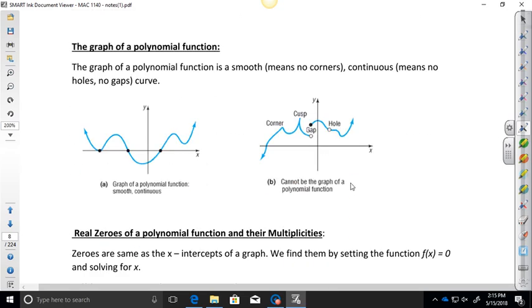The next one is the graph of a polynomial function is a smooth, continuous curve. So when you graph a polynomial function, don't make any corners or cusp or hole or gap. Just draw a smooth, continuous graph, okay? That's a polynomial function. So this can be a polynomial function, but that's not, because it has a corner, a cusp, a hole, a gap. So that cannot be the graph of a polynomial function.